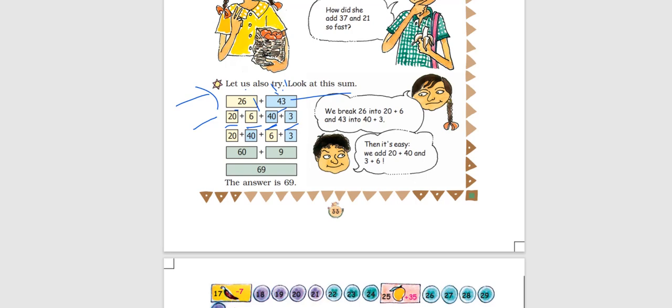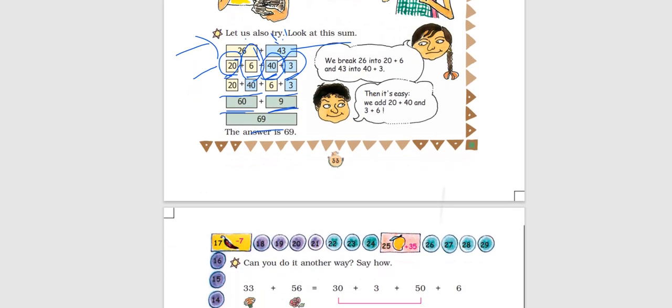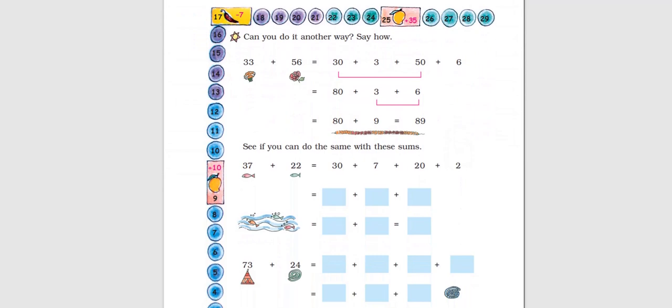So let's add up all the tens. You have 2 tens, 20, and 4 tens, 40, over here. So let's add them first, 20 and 40. So 2 tens and 4 tens, you have a total of 6 tens. And let's add up all the ones, 6 ones and 3 ones. When you add them together, you have a total of 9 ones. Now you add 60 and 9, you get 69. Okay? Can you do it another way?